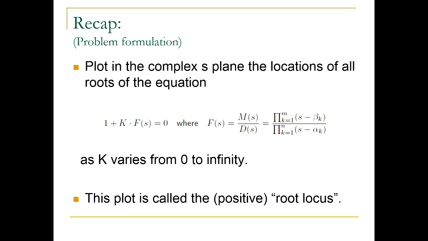So we can consider robustness to plant parameters. We can consider controllers that are not just proportional gain controllers. We can cover lots of cases. But the starting point is this.